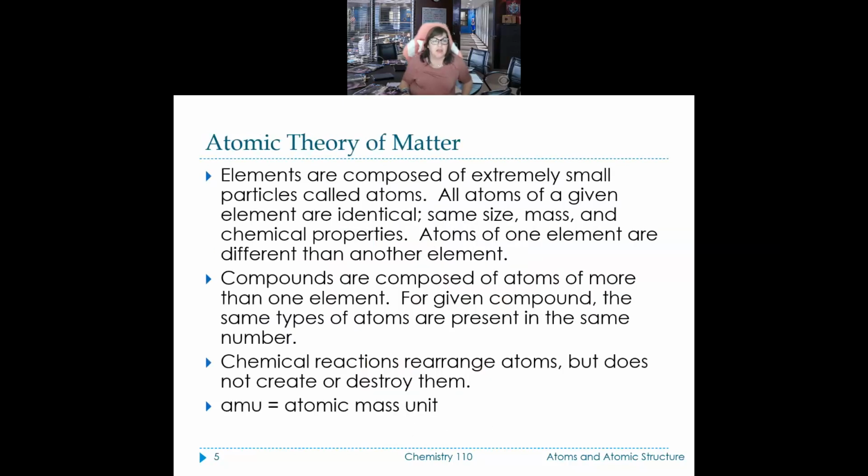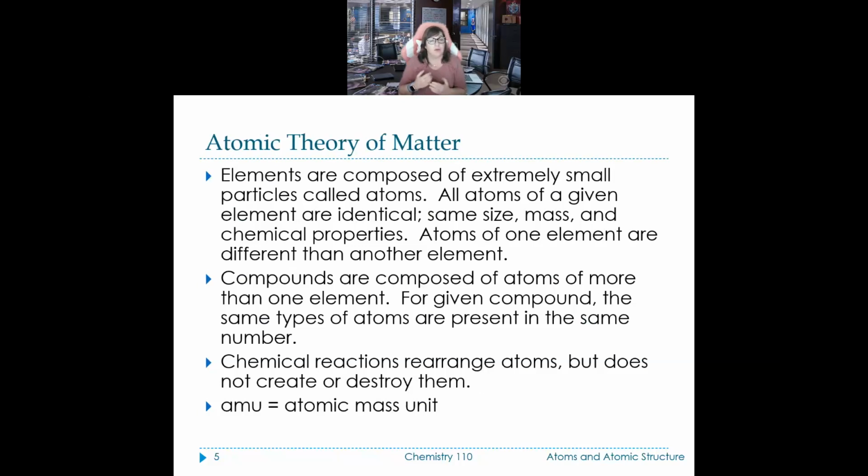Okay. All right. Atomic theory of matter. Elements are composed of extremely small particles called atoms. Hopefully you've heard this before. So everything is composed of atoms. And we used to think that atoms were the smallest things that existed. It's not true. We know that atoms actually have subatomic components.